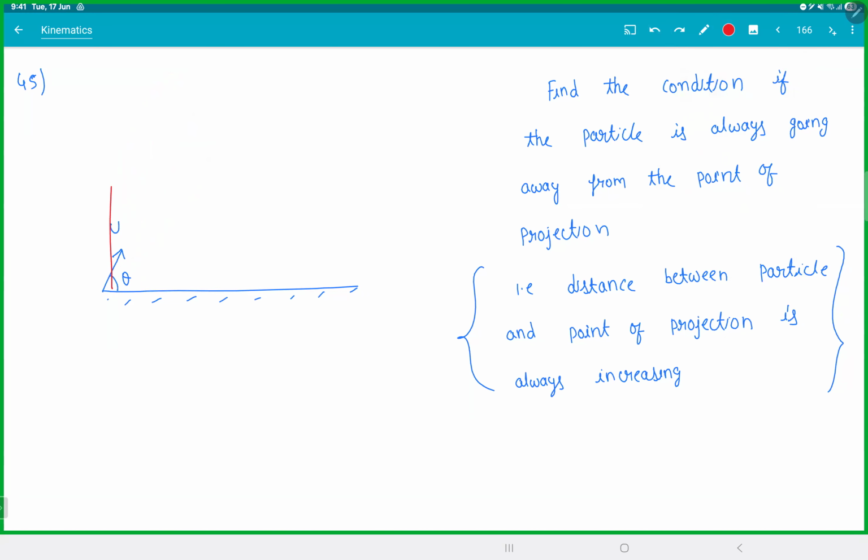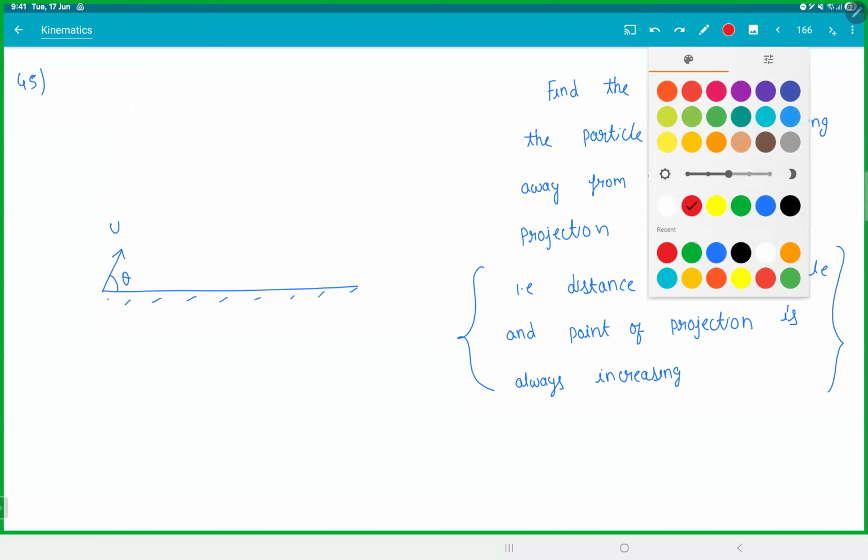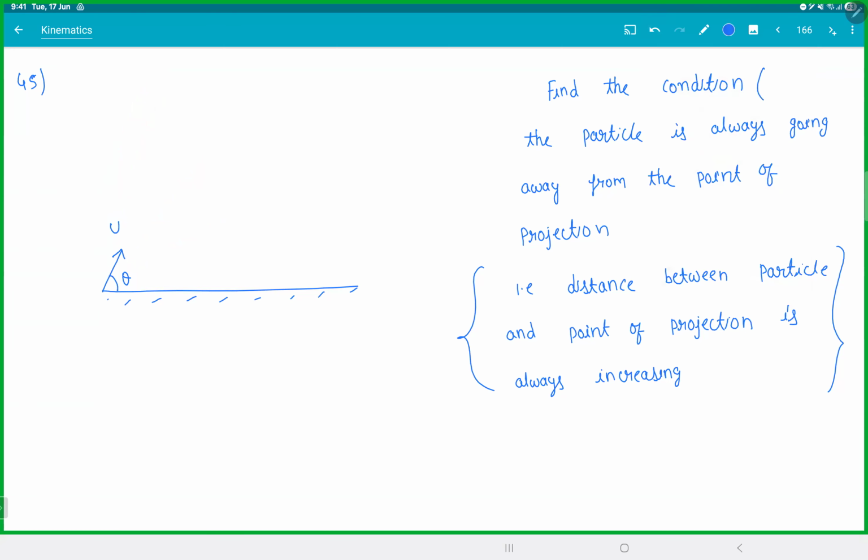So if you throw it vertically, this will increase, increase, and then it will decrease. I don't want this to happen. Is that making sense? So basically the condition is to find the angle. Find theta, the condition such that the particle is always going away from the point of projection. Get me the angle, and keep your cam on.